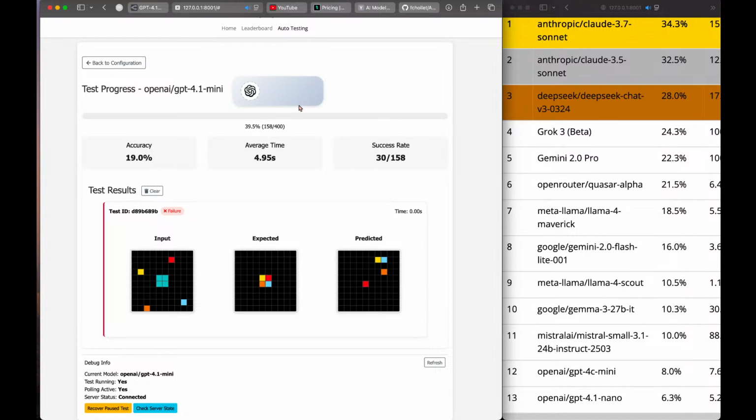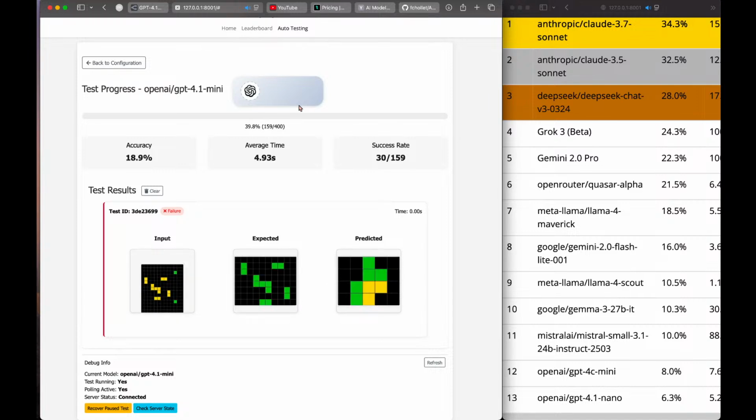I can see that GPT 4.1 mini is coming close to Quasar Alpha, so maybe 4.1 mini is Quasar Alpha. Maybe.